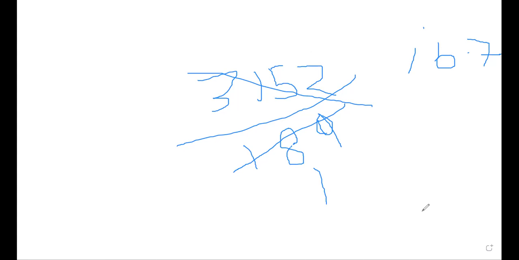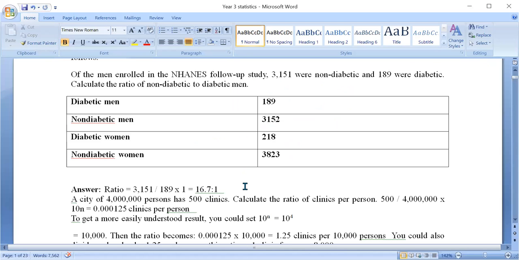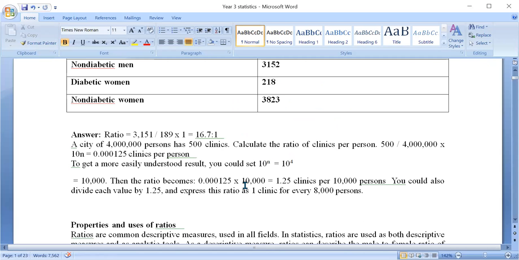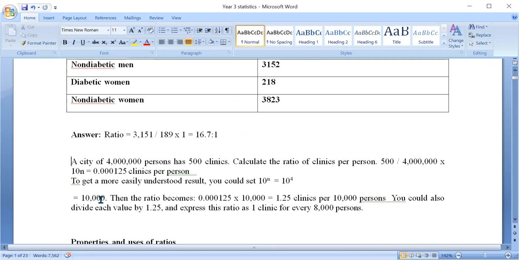So the next we'll look at is, let's take another example of ratio. It says a city of 4 million persons has 500 clinics. Calculate the ratio of clinic per person.